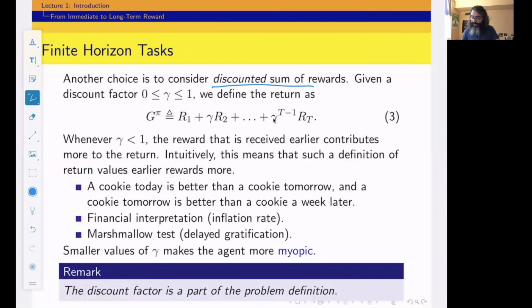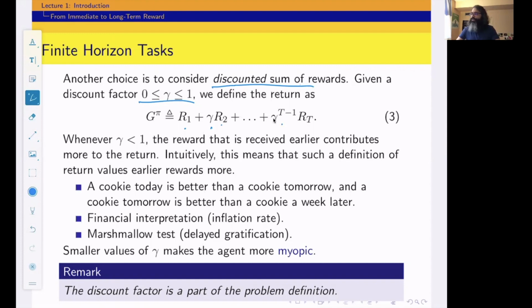Another choice, I think, that was mentioned is to consider the discounted sum of rewards. Given a discount factor gamma, which is between 0 and 1, we can define the return G of pi as reward R1 plus gamma times reward R2 plus ... gamma to the power of T minus 1 times reward RT. This basically means that if gamma is smaller than 1, say 0.5, the reward that we get at the first time step is more important than the reward at the second time step, and the second time step is more important than the 10th time step.